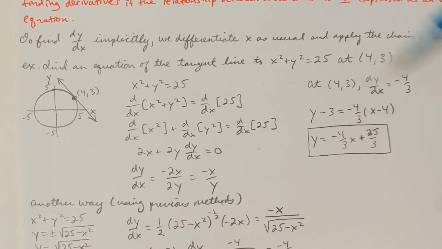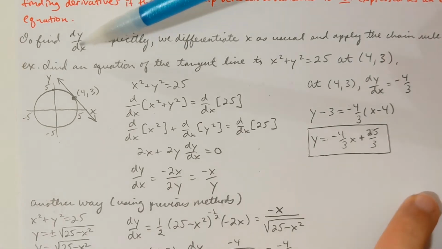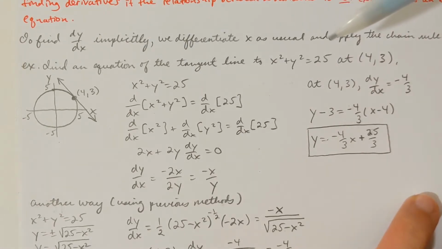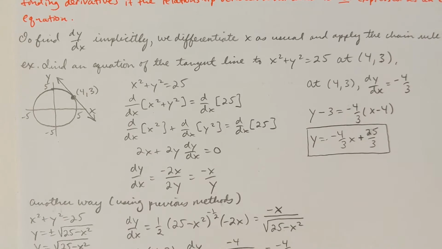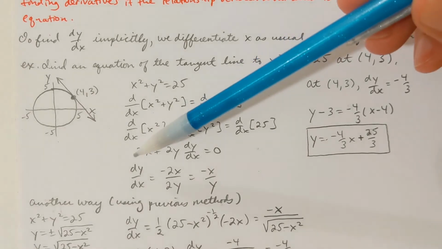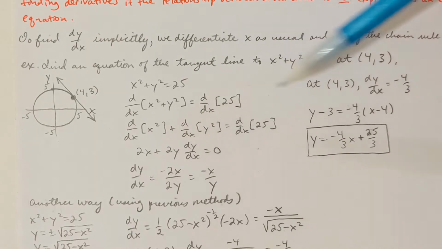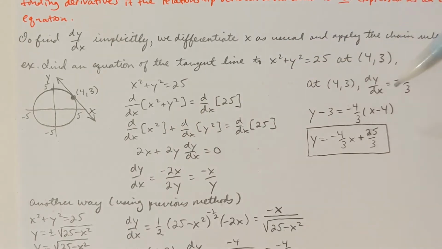So I want to find dy dx. dy dx is the derivative, and the derivative represents the slope of the graph at a particular spot. I want to first find a formula for dy dx, and then I'll plug in my x and y values to get the slope of the graph at that particular point.